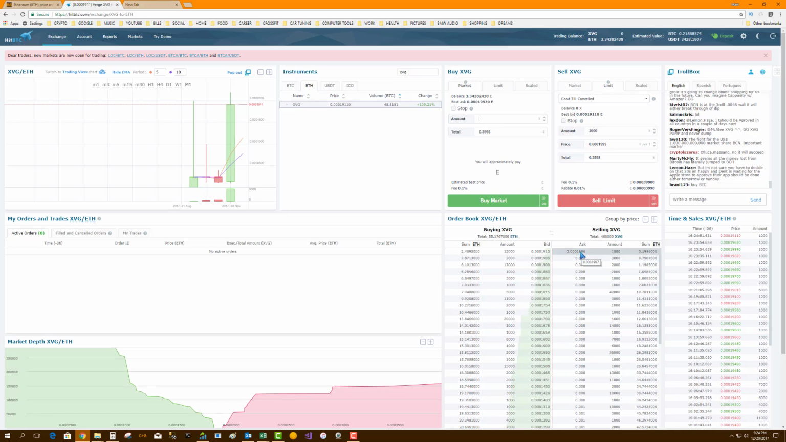So selling 0.1. So this is the current highest bid, and that's the current highest best sell.